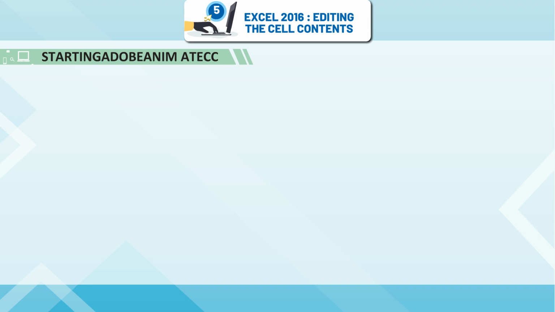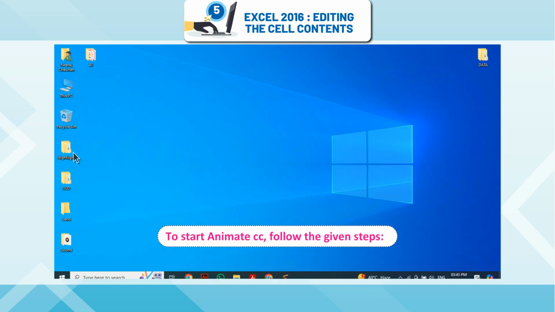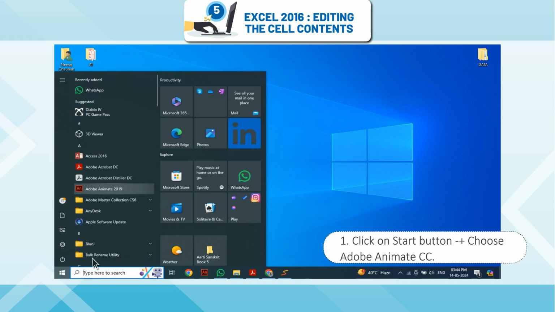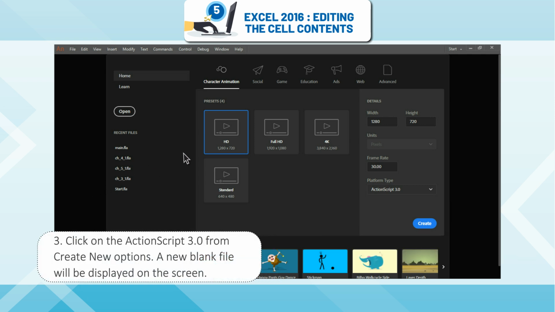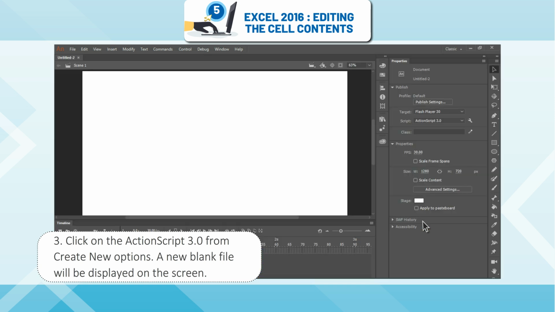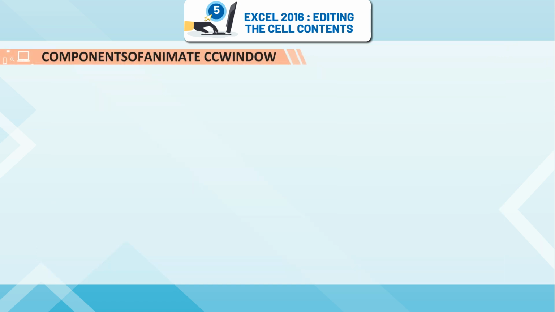Starting Adobe Animate CC. To start Animate CC, follow the given steps. Click on Start button. Choose Adobe Animate CC. The Adobe Animate CC window will appear on the screen. Click on the ActionScript 3.0 from Create New options. A new blank file will be displayed on the screen. Components of Animate CC window.